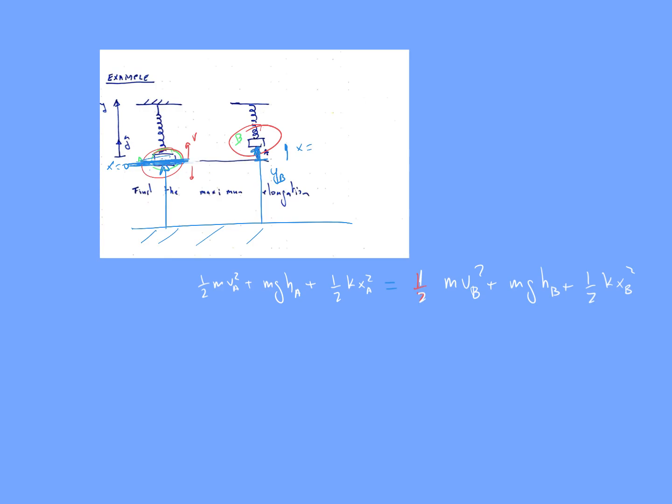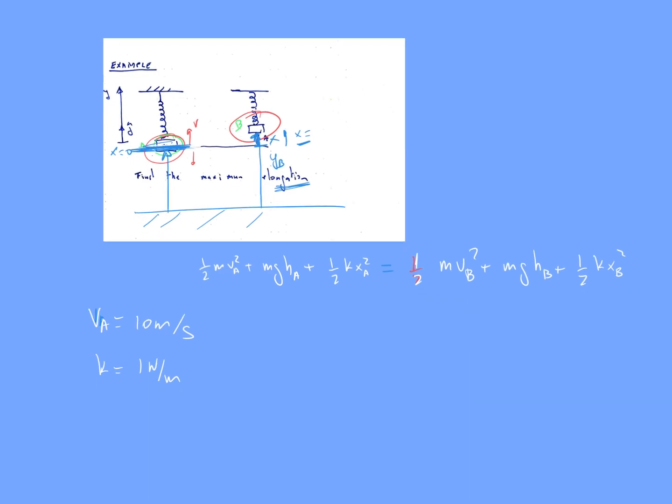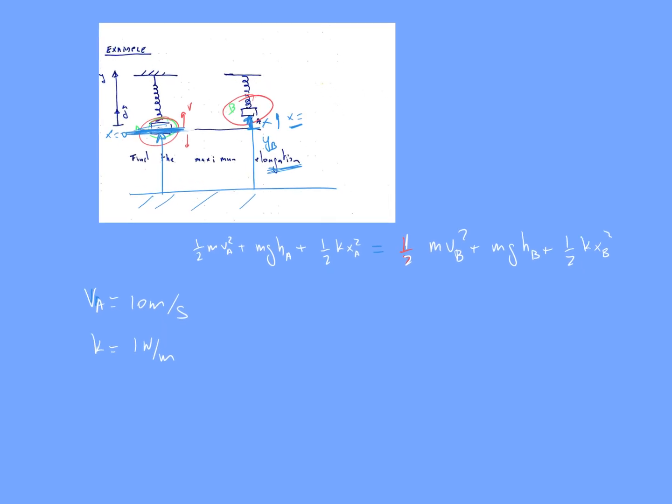Let's say what the problem is asking: find the maximum elongation, find the compression, I don't know what I said, the elongation. Find y_B, this is what you should find. And finding y_B, you can find what the compression is. So at the point A, you have some amount of energy. Let's say that v_A is 10 meters per second. Let's say that k is 1 newton per meter. And let's say that the mass is 1 kilogram.